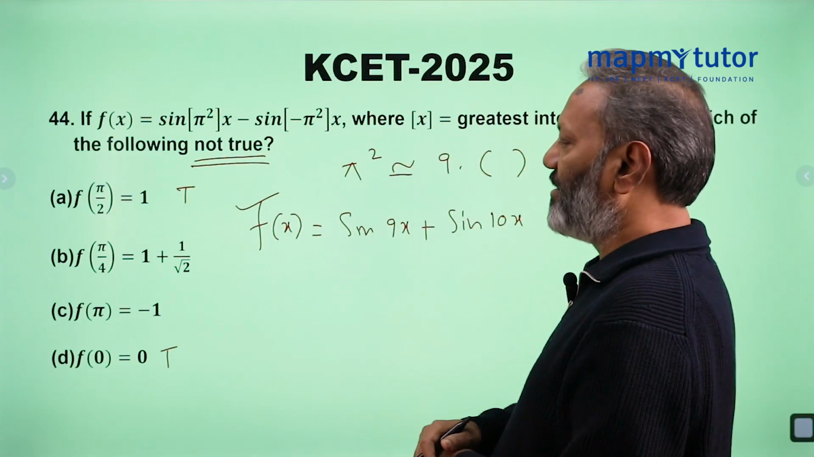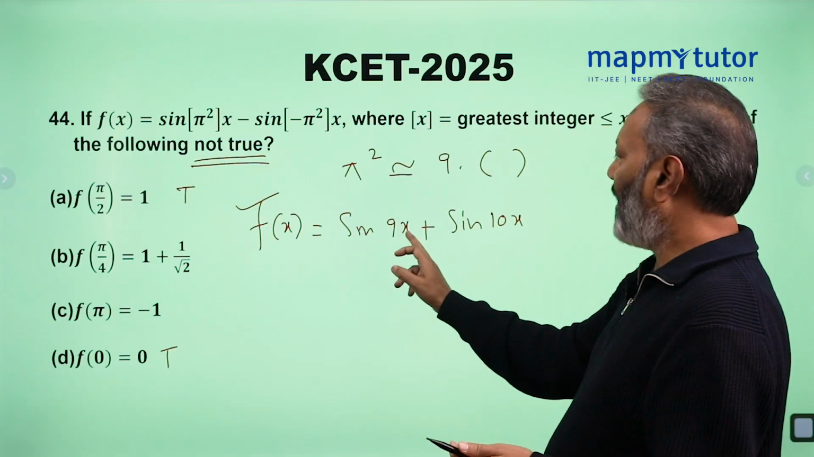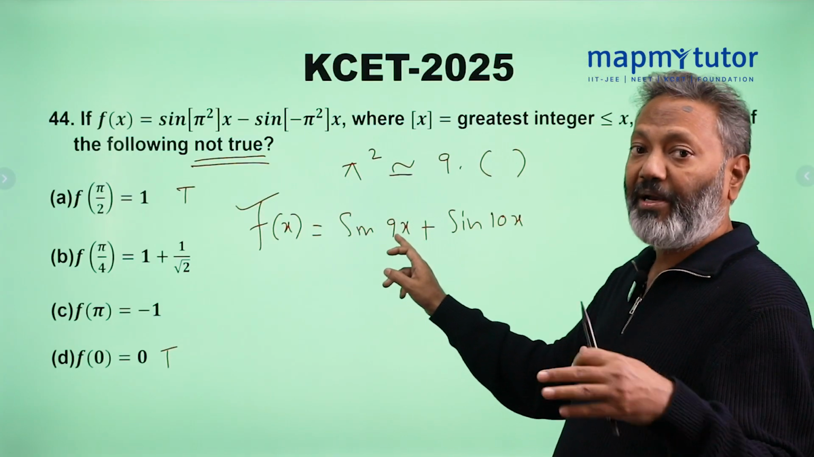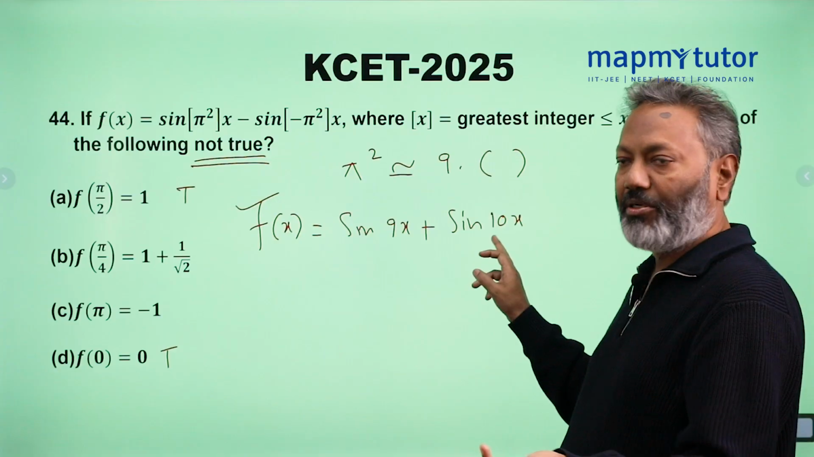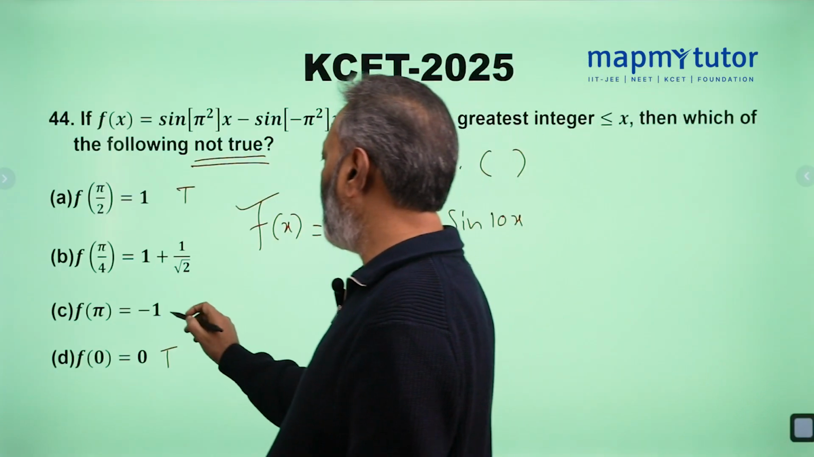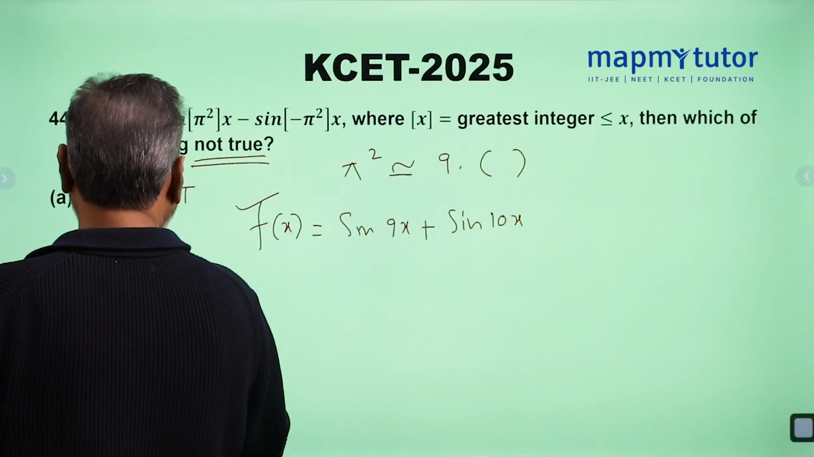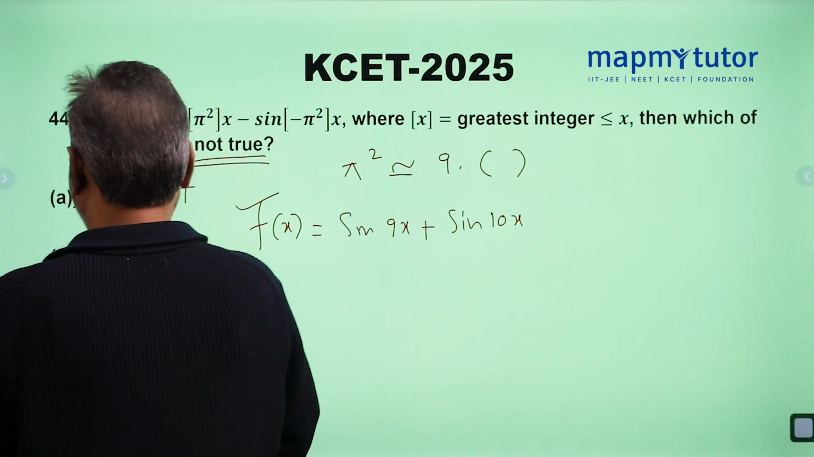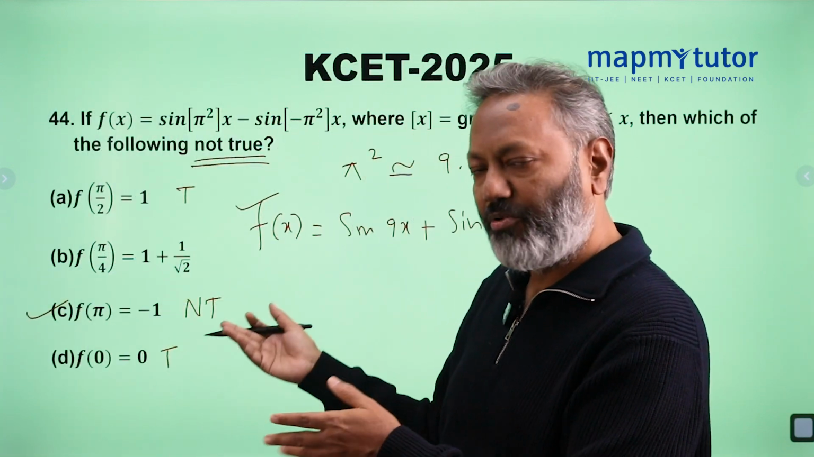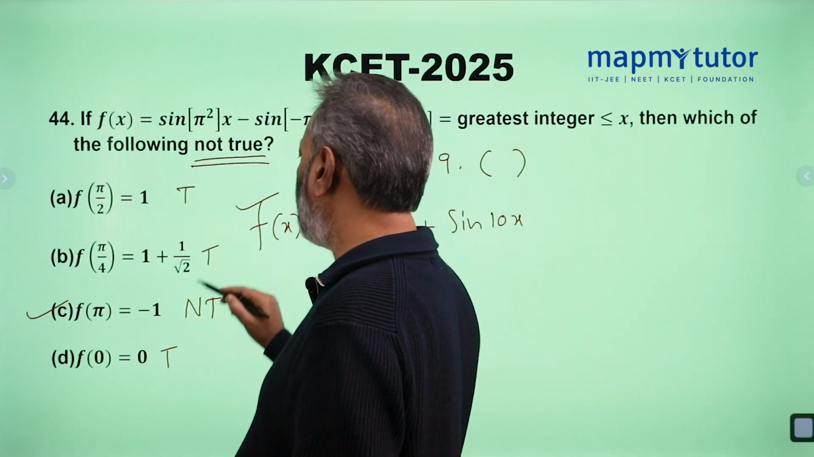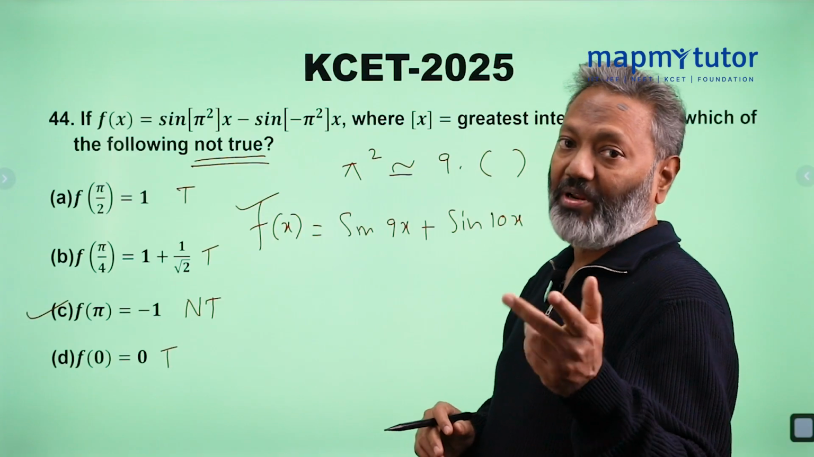Let us verify C. f of pi. Sine 9 pi, 0. For any integral multiple of pi, sine is 0. Sine 10 pi, 0. 0 plus 0, 0. But the option says minus 1. That means it is not true and hence it is your option. I am not checking pi by 4. Even if you check, you get true only, because there cannot be more than one correct answer.